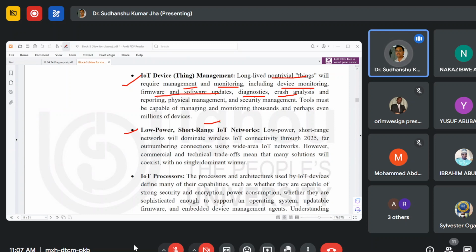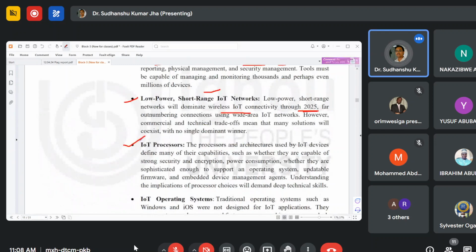Otherwise, you have to pay a larger amount here. So what we may do is go with some short range connectivity technology, like Bluetooth, Wi-Fi, or radio signals in your devices. So for IoT connectivity, low power short range networks will dominate wireless IoT connectivity by 2025. IoT processors. Now the IoT devices have another component, which is the processing power.